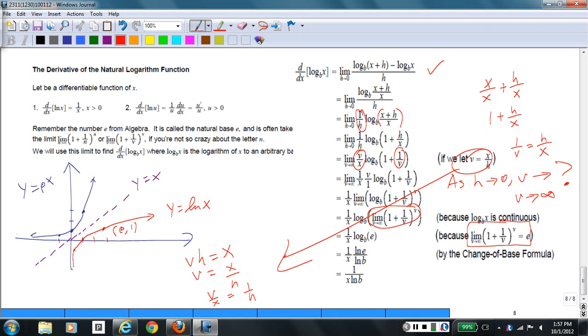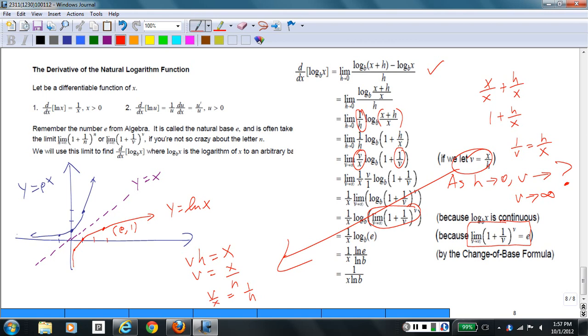So we evaluate the limit like that, and it's 1 over x times log base b of e. Using the change of base formula, you can write that as the natural log of e divided by the natural log of b, and the natural log of e equals 1. So, no, I'm not going to ask you to derive that on the test. What a pain that would be.